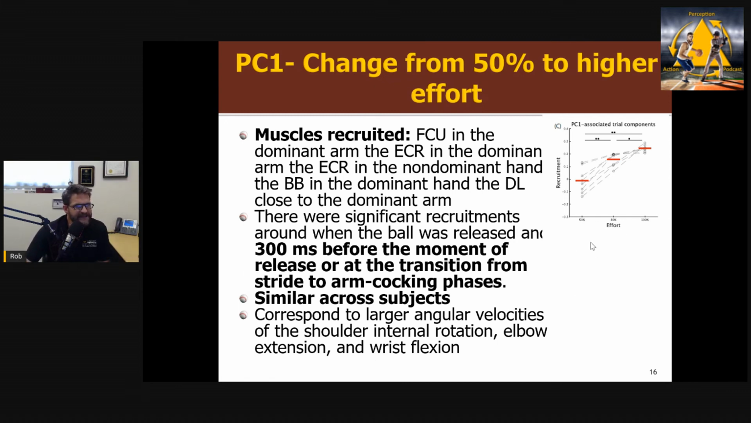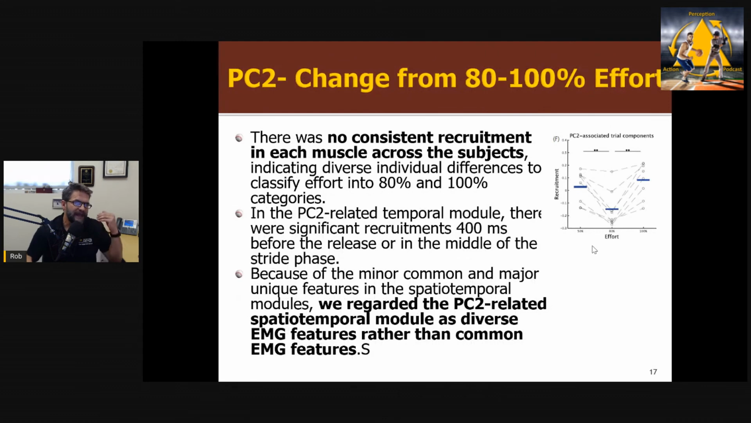But interestingly, as they looked at the data as you go from 80 to 100, so throwing at 80% of your maximum to 100%, which was principal component 2, what they found was there's no consistent recruitment across the subjects, right? Each subject could do this. They threw the ball harder, but they did it in completely different ways, right? There was no similar way either in terms of the spatial, which muscles were used to throw harder, or the timing, right? Some were done at about 400 milliseconds, others were done in the middle of the stride phase, right?